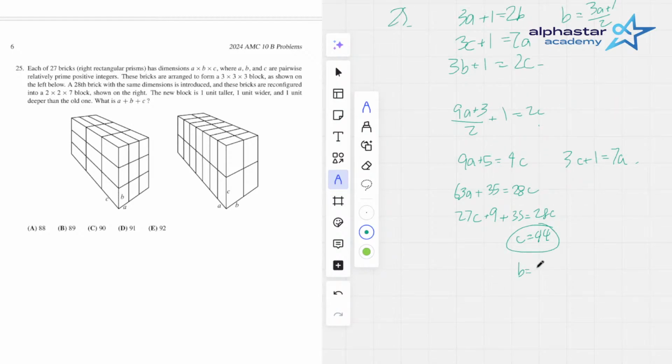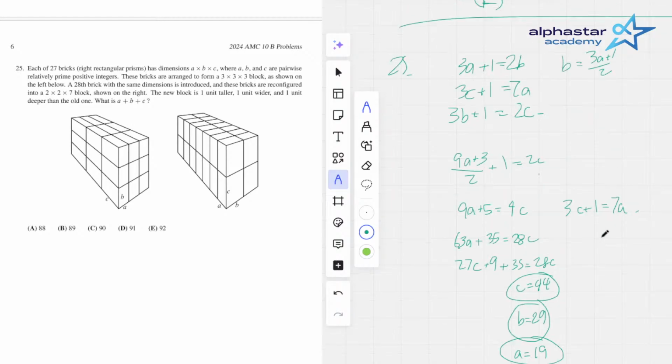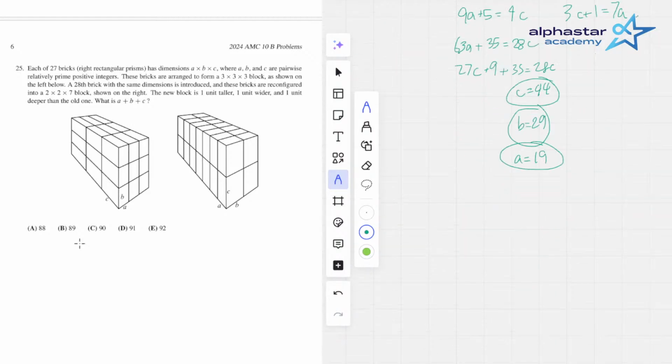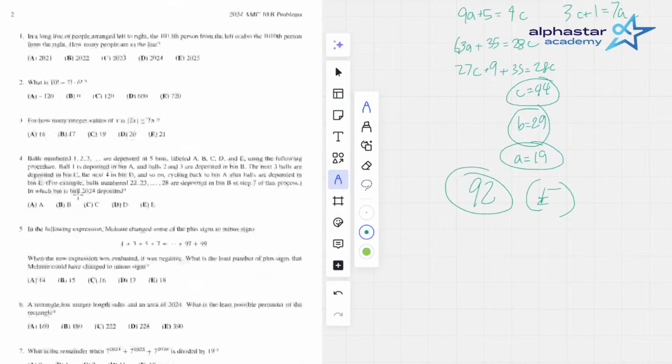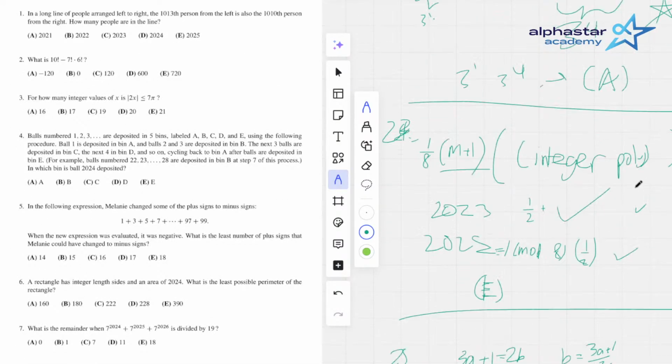B equals 29. A equals 3c plus 1, which is 133 divided by 7, is 19. Let's just double check. 19, yep, everything works. What is the value of A plus B plus C? That is just 48 plus 44 is 92. And that is E. Okay. Cool. 20 minutes, 18 minutes to check is pretty good. Let's go back to the starred problems real quick.